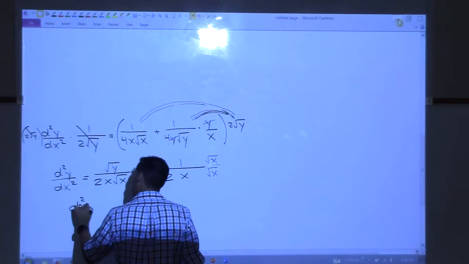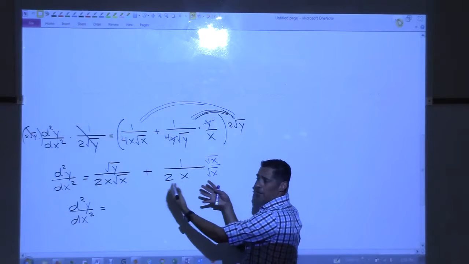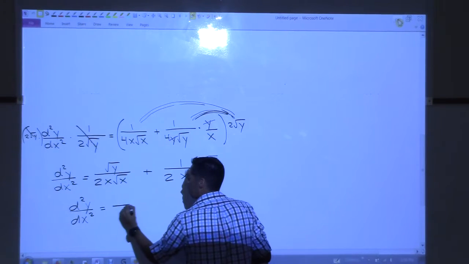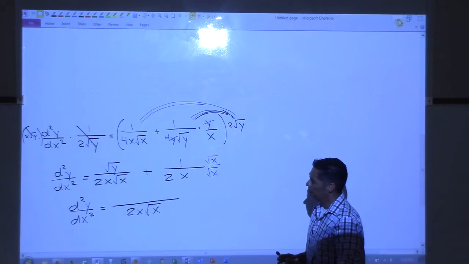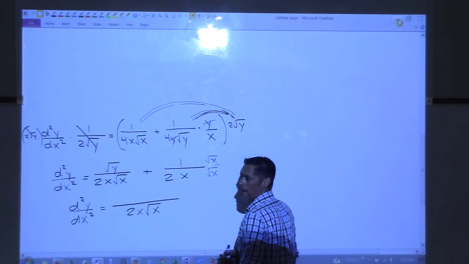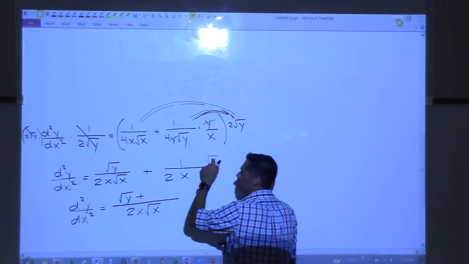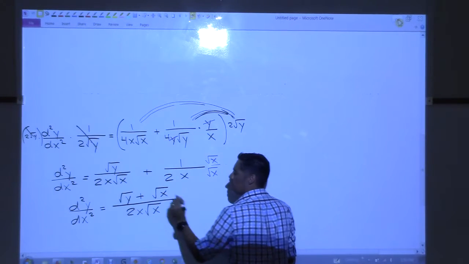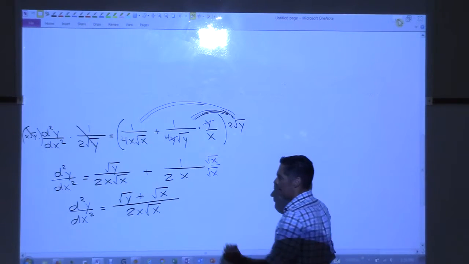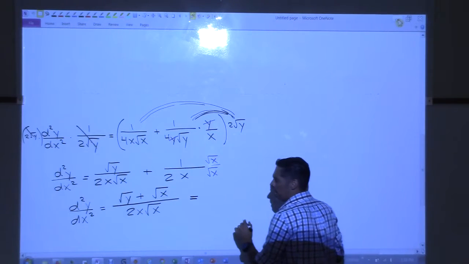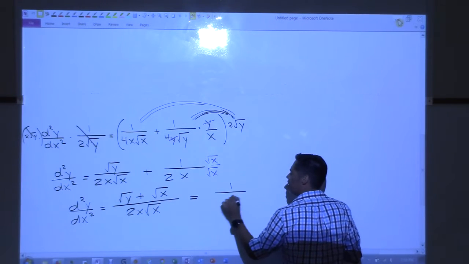The second derivative of this should be equal to, all right, they're going to have the same denominator now, aren't they? So the denominator is going to be 2x root x. What's the numerator going to be? Root y plus root x. Yes? That's still not the answer in the back of the book. The answer in the back of the book, I forgot the problem. The answer in the back of the book is this.